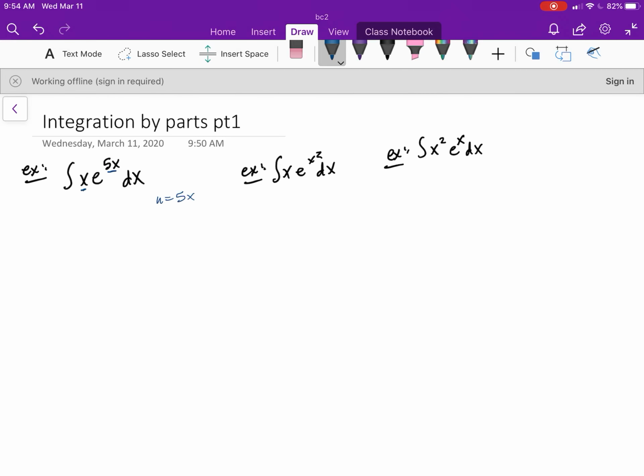So if I did u is 5x, du is 5dx. And so I need a 5 here, times by 5, and then 1/5. And when I go to make this substitution, I'd have e^u, the 5 in the dx is du, but I still have an x there.